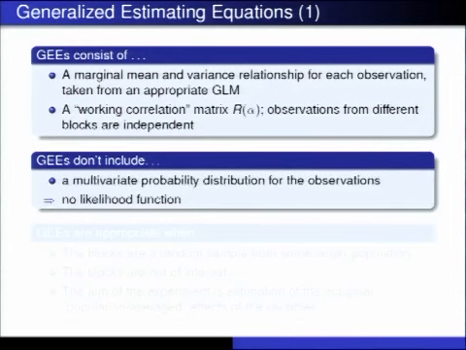What they don't have is a joint PDF for all the observations. So we don't make any assumptions about their joint distribution, and that means we don't have a likelihood function, and we can't use MLE, maximum likelihood estimation, to get our parameters.